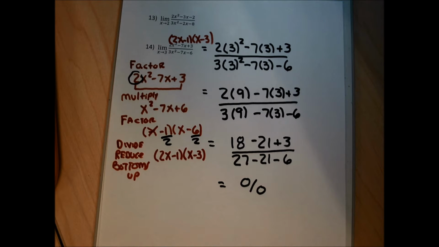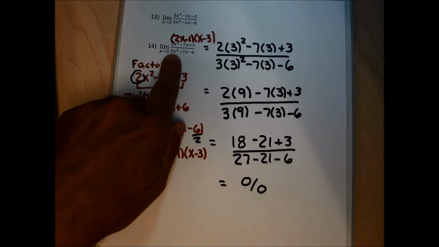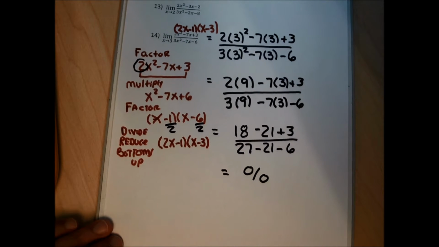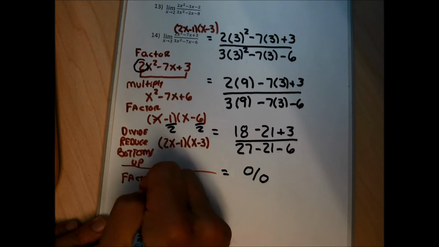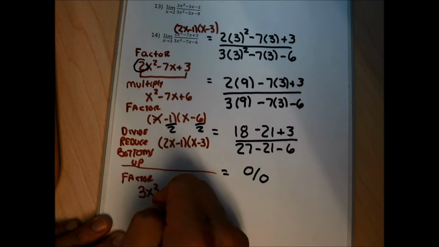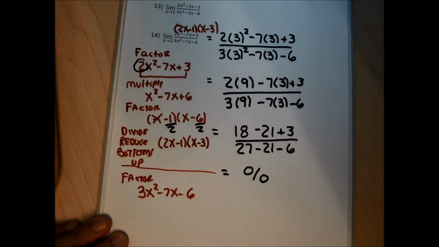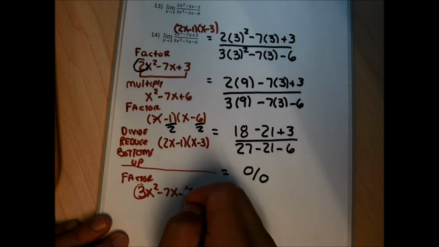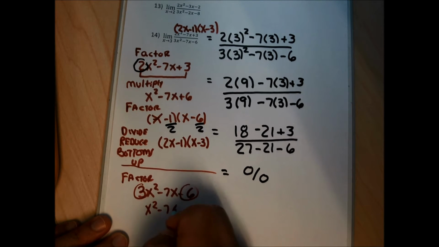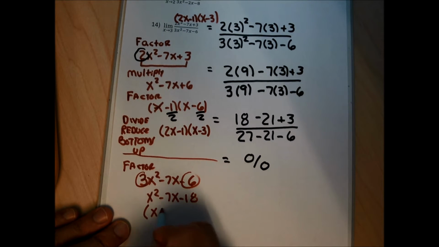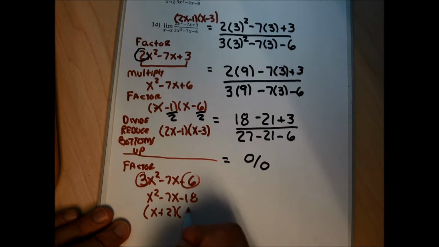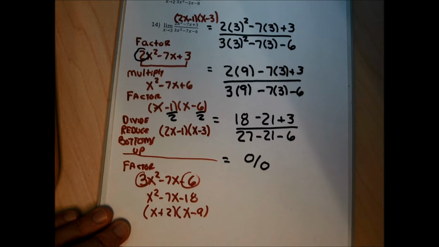You don't have to do bottoms-up factoring if that's not how you learned to factor these kinds of trinomials, but most students at some point learned that. So I also need to factor 3x squared minus 7x minus 6. And again, if you have another strategy for factoring these, that's fine. Bottoms up is just what most students wind up doing. So I'm going to multiply the 3 and the 6 and get x squared minus 7x minus 18. I'm going to factor that, which factors into x plus 2 times x minus 9. And then I'm going to divide, reduce, and bottoms up.